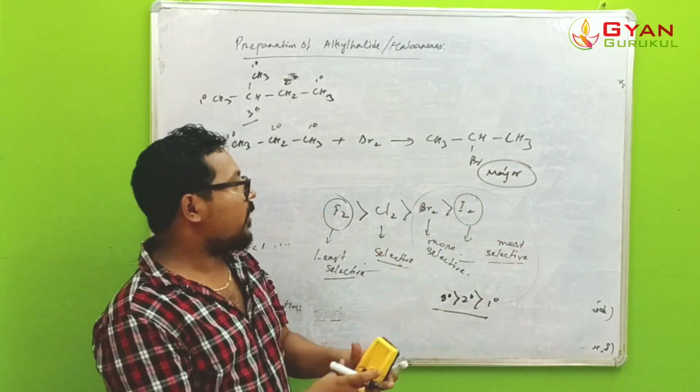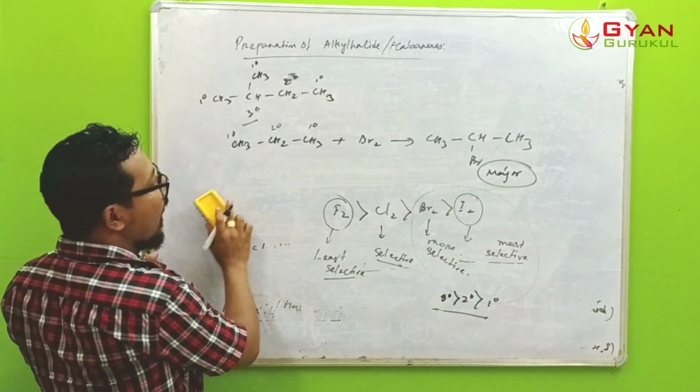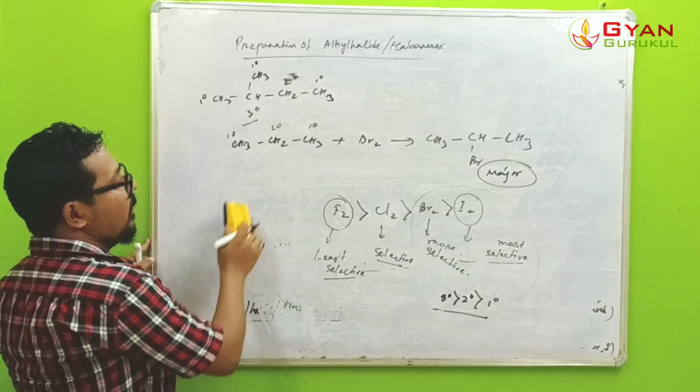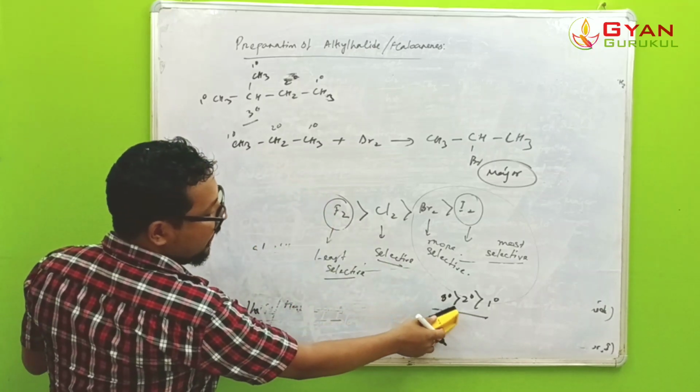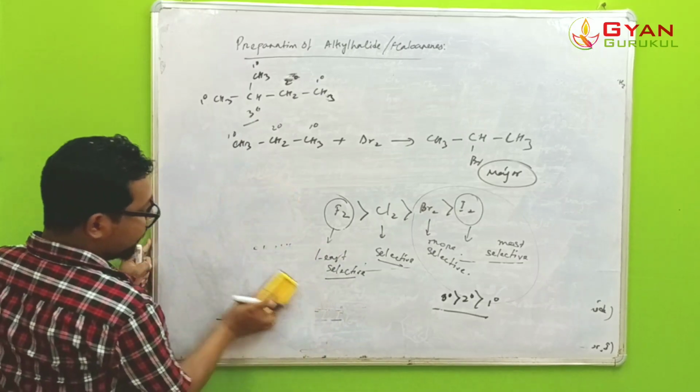In bromination, this will be the major product, and with iodine it will be the same. This will be the major product because this is secondary; this is the selectivity order of both bromine and iodine.